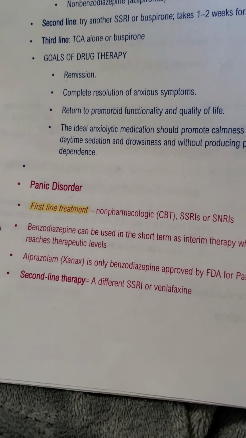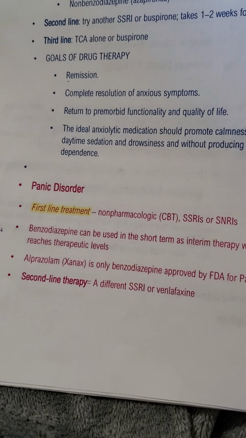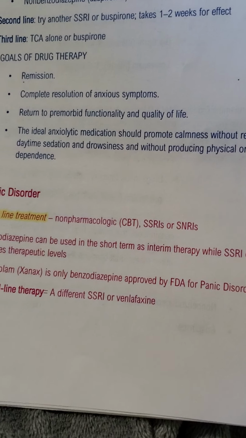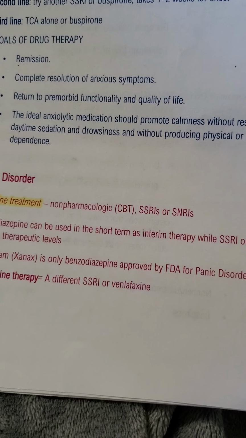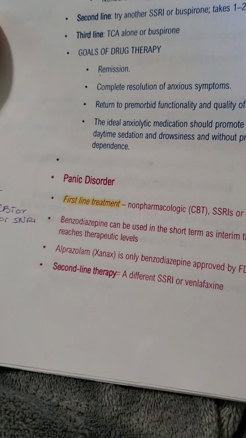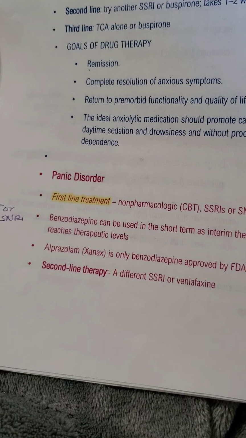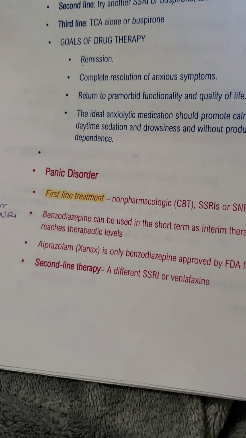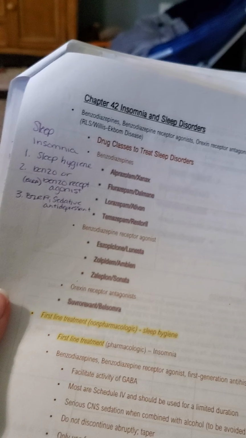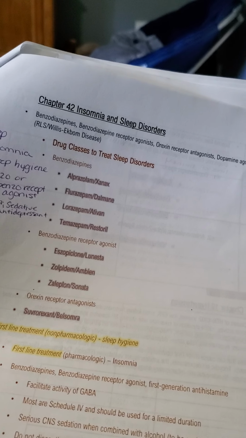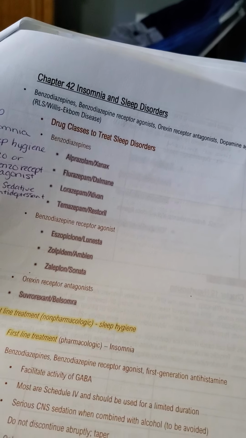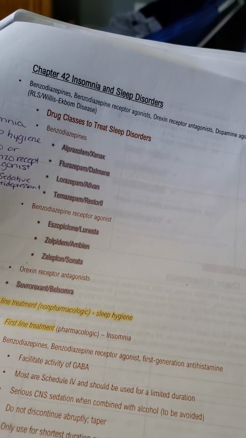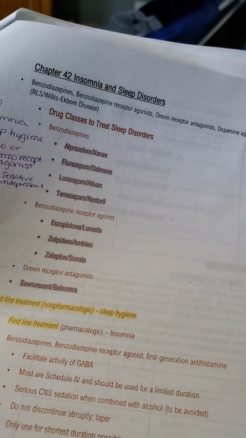Remember, alprazolam, Xanax, is the only benzodiazepine approved for FDA use for panic disorder. Second-line therapy is a different SSRI or venlafaxine. Venlafaxine is the SNRI. Next, Chapter 42, Insomnia and Sleep Disorders.